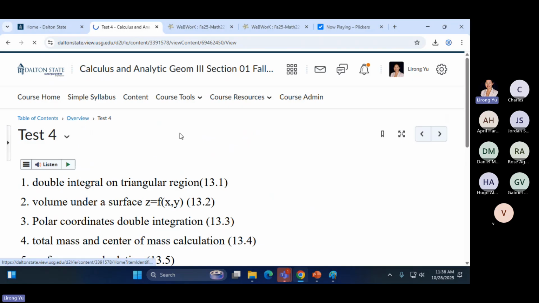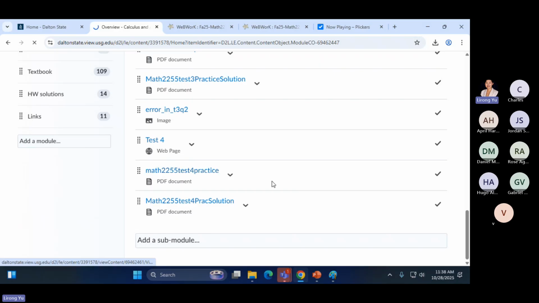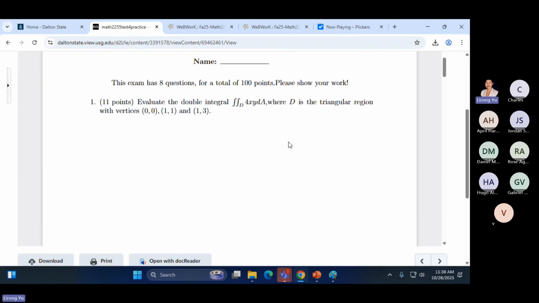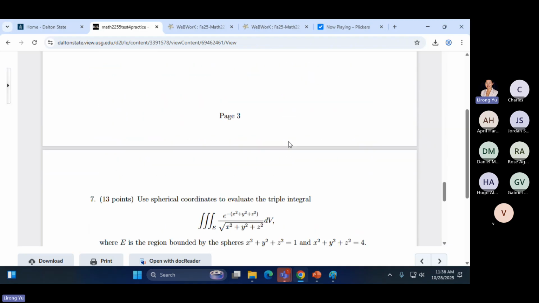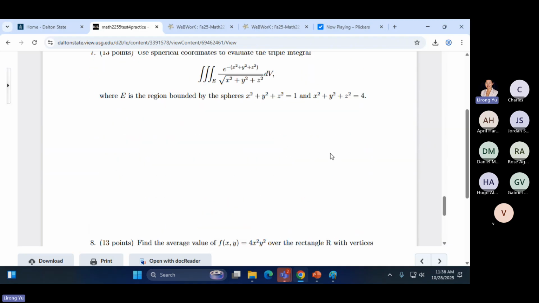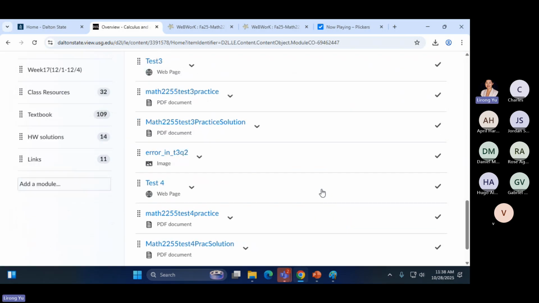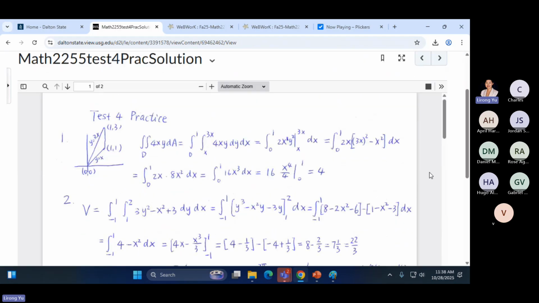You can try a version of test 4, and the practice set is over here. This is a copy of the practice set. The actual questions are not going to be identical to it, but they should be similar. And you can look up the solution. I think it was a handwritten solution again.